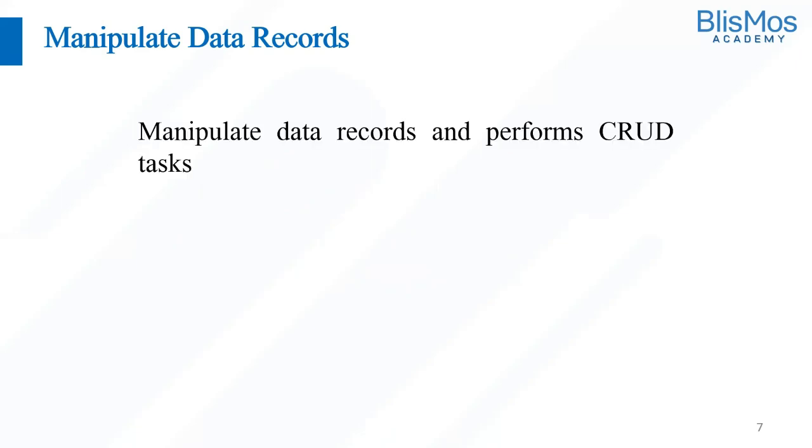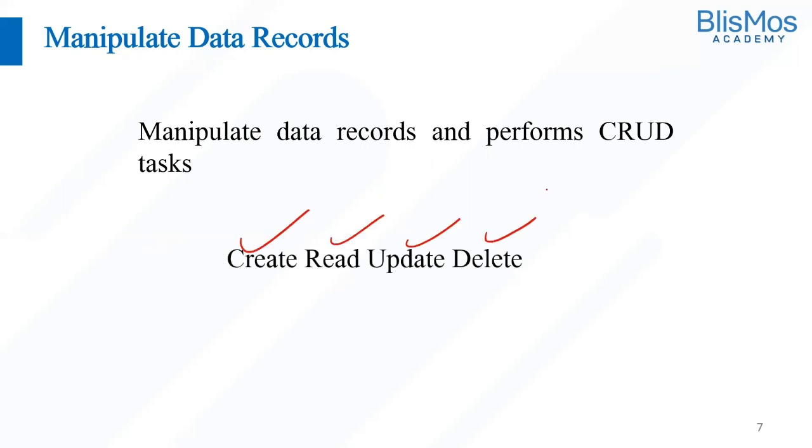And what do we do as a part of manipulating the data records? Once we define the structure, we've got to process the records, right? That is where manipulating the data records comes in. Manipulating the data records is performed by a beautifully named acronym called CRUD. CRUD stands for create, read, update, and delete.